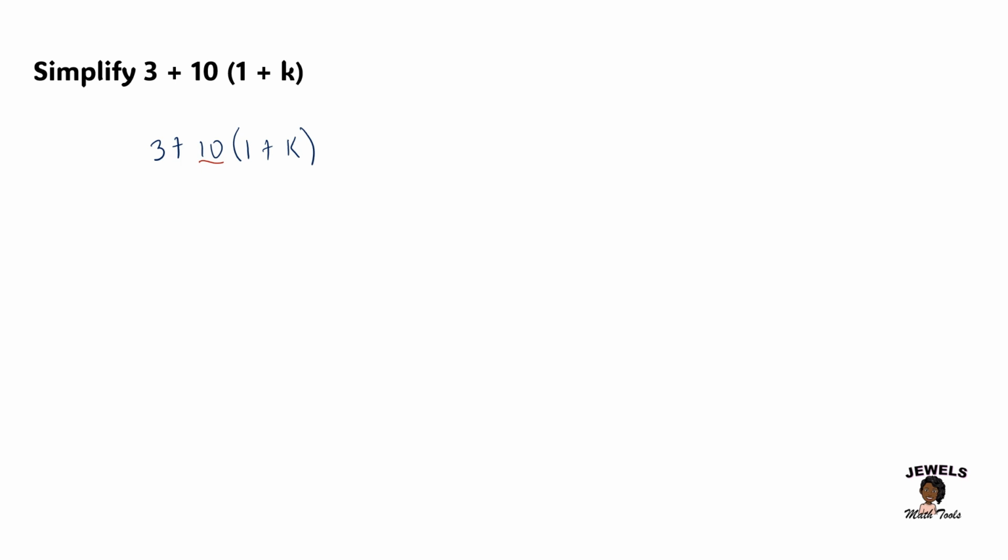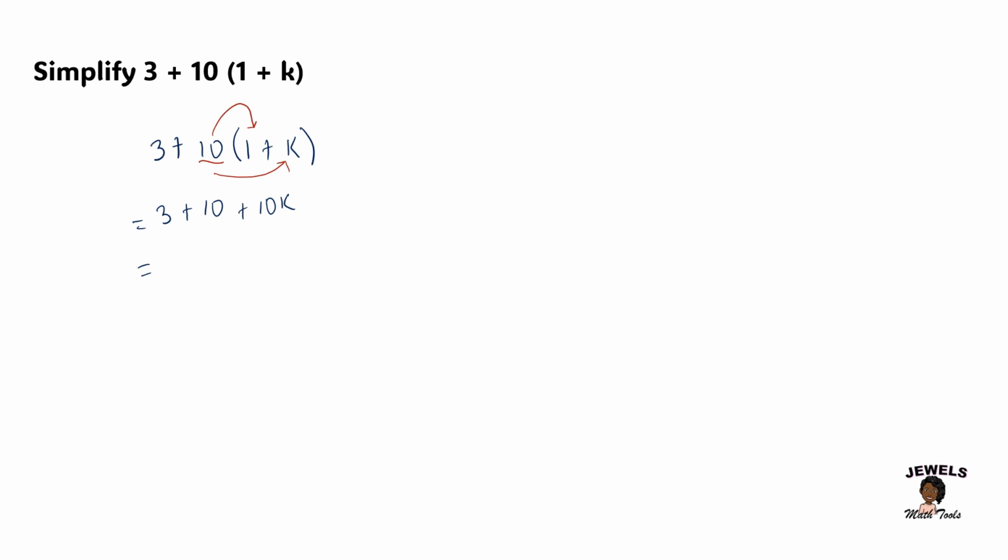So that means that 10 is going to be multiplied to our 1, and then 10 will also be multiplied to our k. And when we multiply 10 times 1, we will get 10, and 10 times k will equal 10k. And now we're going to put back our plus 3 and simplify our expression from here.